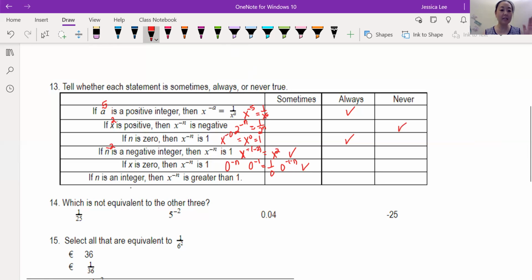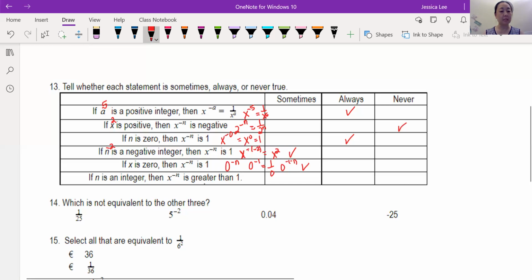So if n is an integer, then x to the negative n, so n is an integer. It doesn't say if it has to be positive or negative. Didn't say that. But then x to the negative n is greater than 1.